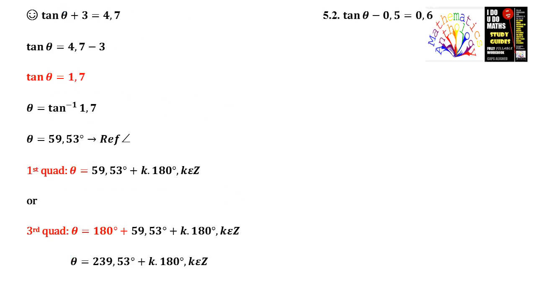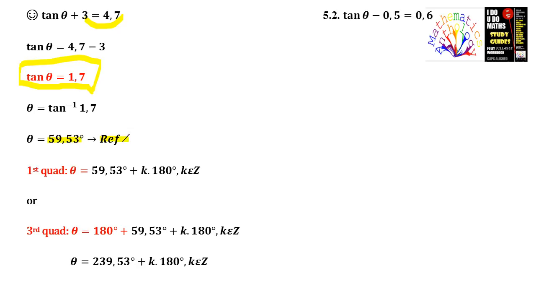Let's try one more. We're given tan θ + 3 = 4,7. So tan θ = 4,7 − 3, which is 1,7. So tan θ equals 1,7. We need to use that to find our reference angle. So θ = tan⁻¹(1,7), which is 59,53 degrees.